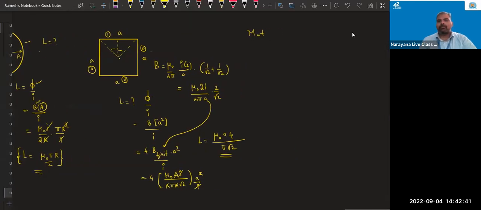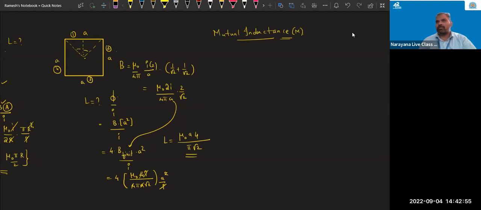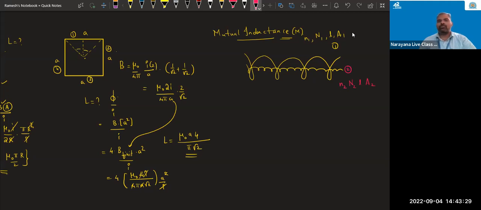Now mutual induction or mutual inductance, that is denoted with what symbol? Capital M. In the name only it is there. What is the meaning of mutual inductance? Two coils must be present. For example, I will take one long solenoid, coil number 1. Its turn density small n1, number of turns N1, length is l, area of cross section A1. And coaxially, one more solenoid I place like this. That is the second coil. Here for the second coil, turn density n2, number of turns N2, length is l and area of cross section A2. Understood or not understood?